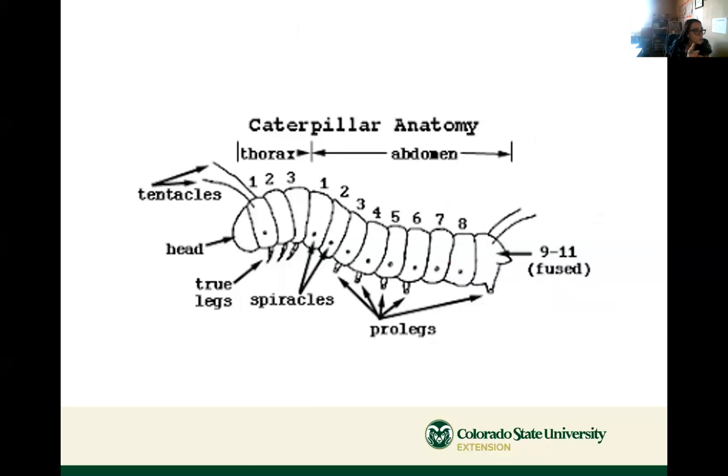Now, of course, we know butterflies are only one part of the equation. They have their larva, which is a caterpillar. So here's caterpillar anatomy. A little more boring, but I guess still good. They have the thorax and the abdomen. The antennae are called tentacles on the caterpillar. They have true legs that are on the thorax, and then the legs on the abdomen are called prolegs. Just some little tidbits of anatomy info.